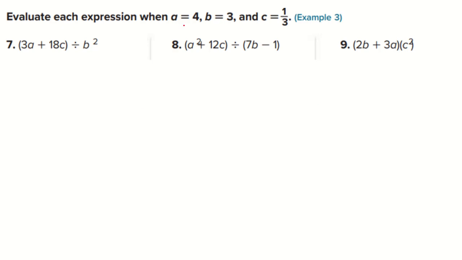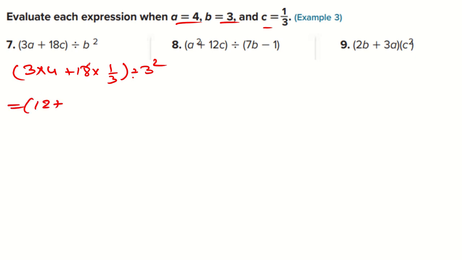Now, evaluate each expression for these values of a, b and c. Now again we will follow the BODMAS rule. 3 multiply a means 4, plus 18 multiply c means 1 over 3, divided by b square means 3 square. So this is 3 multiply 4, 12. 18 divided by 3, 6. 6 multiply 1, 6. Divide by 9. So this is 12 plus 6, 18 divided by 9 means 2.